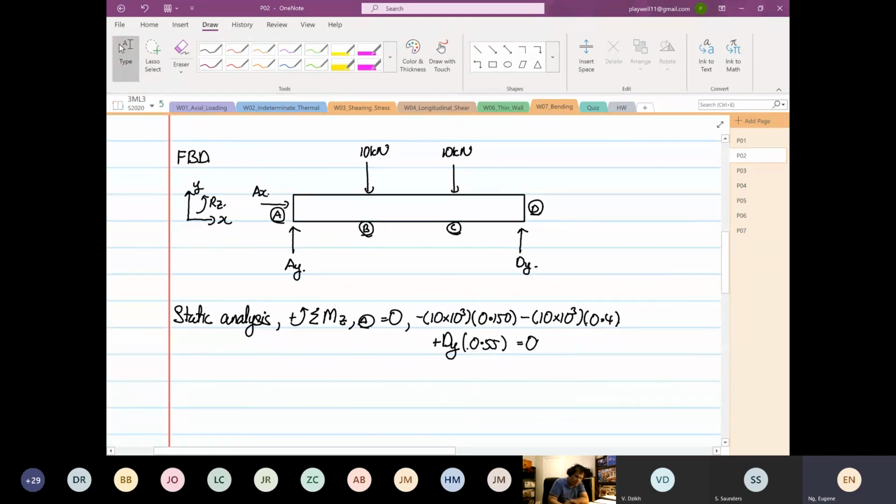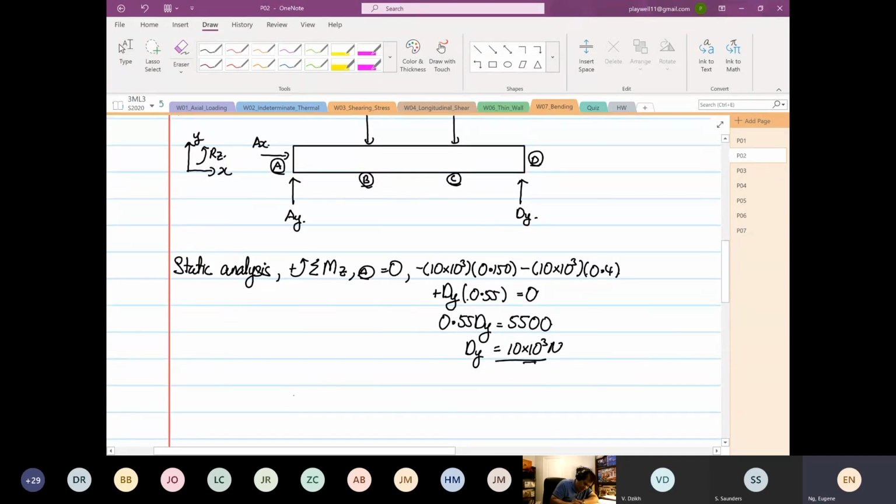Okay, so what you see over here, you have 10 to the power 3 times 0.15 plus 10 to the power 3 times 0.4, so Dy times 0.55 will be equal to 5500. So Dy is also going to be 10 times 10 to the power 3 Newton. Right?